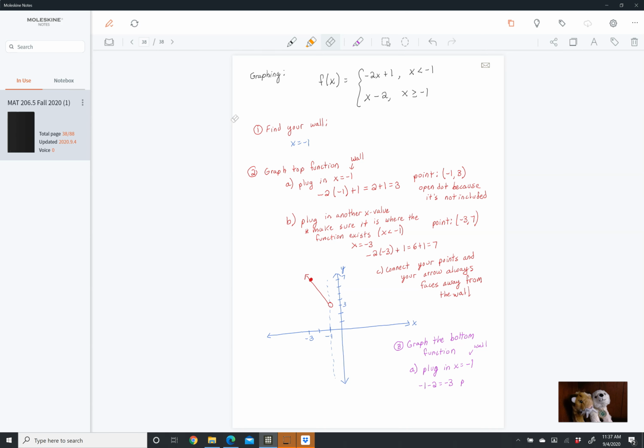So our point here is negative 1, negative 3. And this is closed. And it's closed because it's included. We have a greater than or equal to sign. So it's a closed dot. So we're going to plot it. So we have to get to negative 3.